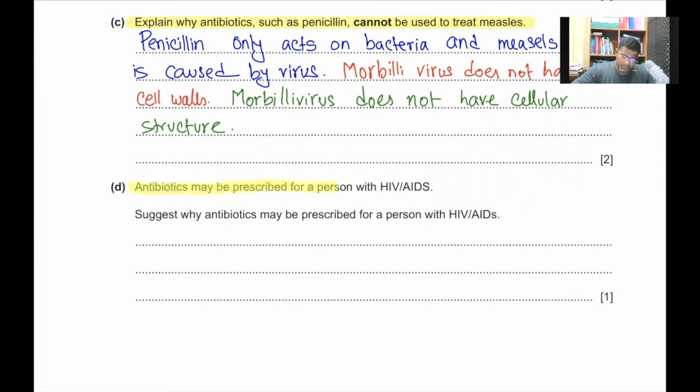Antibiotics may be prescribed for a person with HIV/AIDS. Suggest why antibiotics may be prescribed for a person with HIV/AIDS. People with HIV are prone to infectious diseases, and antibiotics prevent opportunistic diseases, specifically bacterial infection.